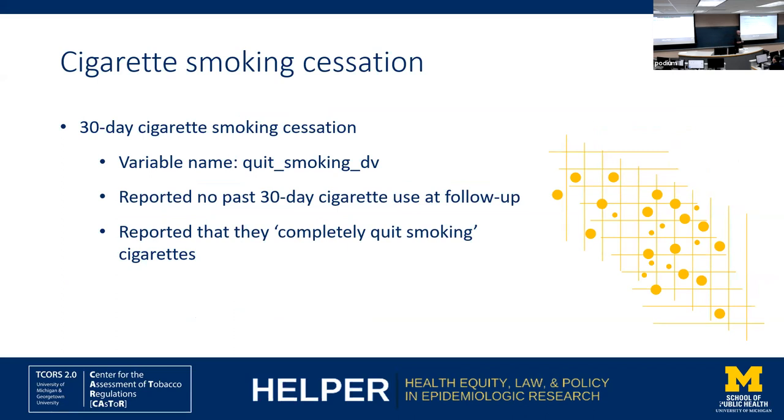My outcome is 30-day cigarette smoking cessation. If you have the data set open, you'll see that the variable we're going to end up using is called quit_smoking_DV. This is a variable that I've created, and it's reporting no past 30-day cigarette use at follow-up. So they're not currently using cigarettes in the past 30 days. Non-current users are then asked the follow-up question, have you completely quit smoking cigarettes? So I'm including that definition here. It's people who haven't used in the last 30 days who have reported that they've completely quit smoking.